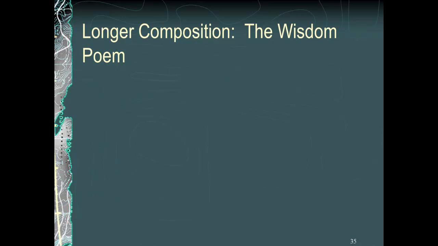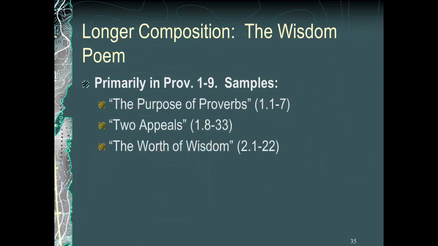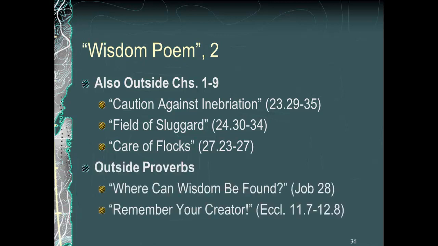Now we turn to longer compositions, the wisdom poem. We want to be aware that these predominantly in the book of Proverbs appear in chapters 1 through 9. And here you see a few titles of these. Even outside chapters 1 through 9, there appear some connected compositions. And here you see several samples. Proverbs is not the only book that contains longer wisdom compositions. Job, for example, has several, as does Ecclesiastes.